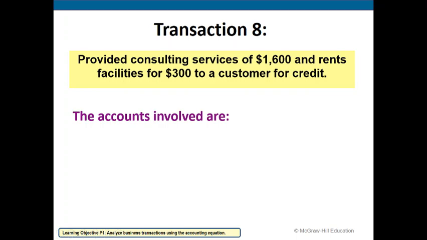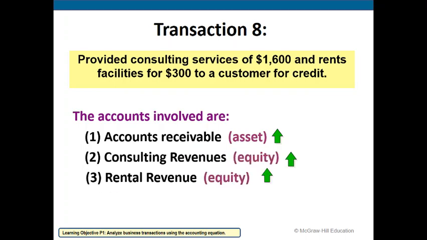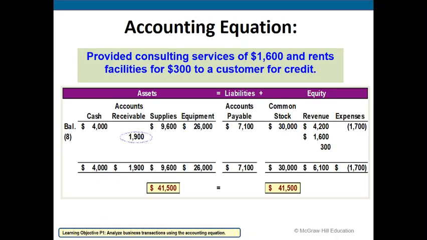And then the other side of this, the affected accounts are going to be accounts receivable, consulting services or something like that, and then rent receivable, I guess. So they put both the consulting revenue receivable and the rental receivable under accounts receivable. So you have 3 accounts affected. So let's look at that.